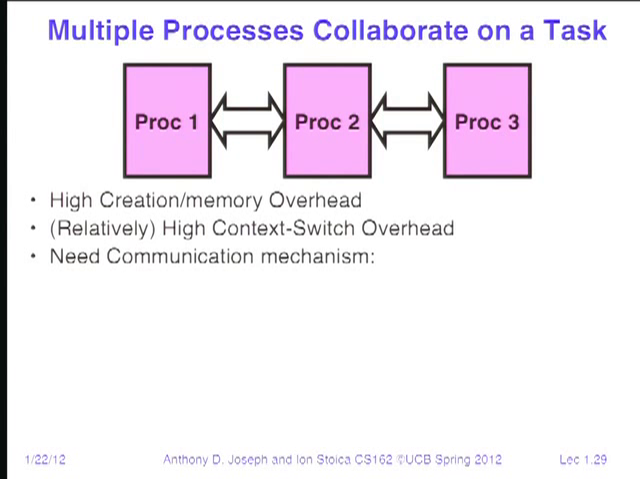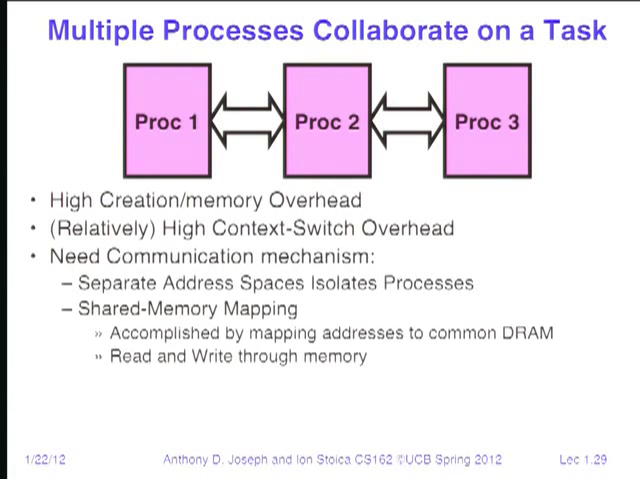One is, so we have separate address spaces. We can do shared memory mapping. So we're going to take our translation map and make two regions of two separate processes point to the same location in physical memory. All right. And then we can just read and write through the memory for communication.